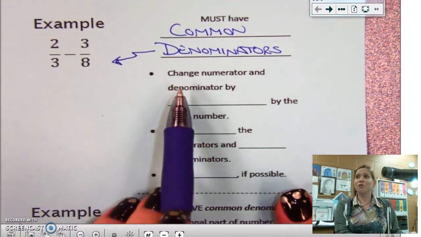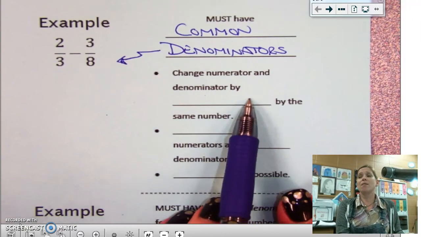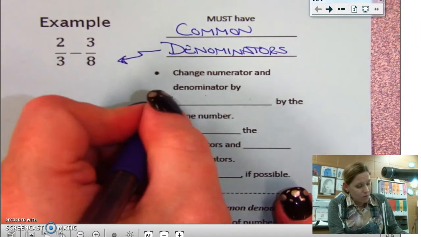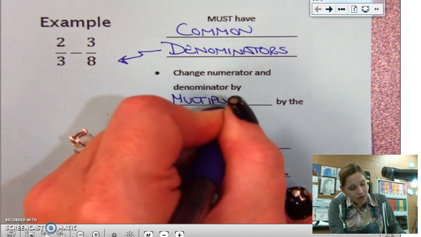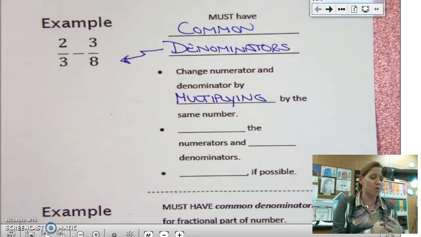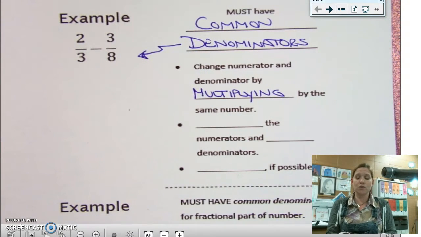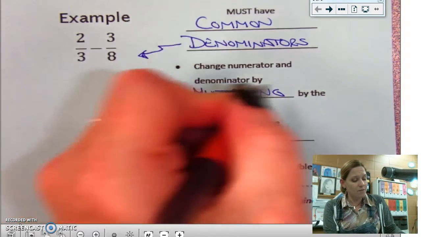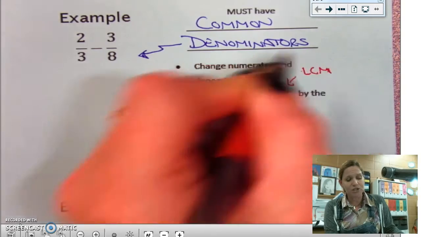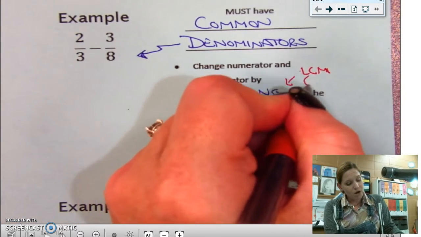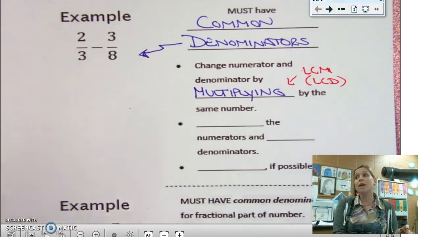All right. So first thing we need to do is change our numerator and the denominator by multiplying, because we need to have the same denominator so that we can combine them, or subtract them in this case. So we are going to multiply, which means we're looking for the LCM, or least common multiple. You might also see someone say LCD, least common denominator.